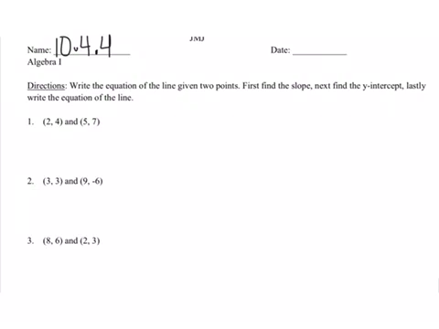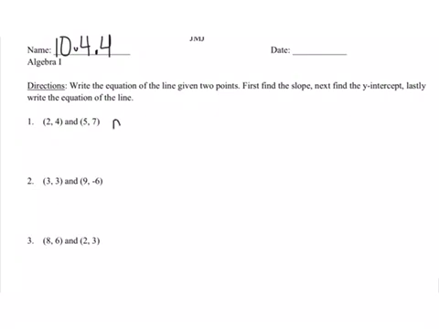And in this worksheet, it's telling us exactly our steps that we would need to follow. First, find the slope. Next, find the y-intercept. And then lastly, write the equation of the line. So we're going to do that. So first, we're going to find the slope. So in number 1, we have the points (2, 4) and (5, 7).